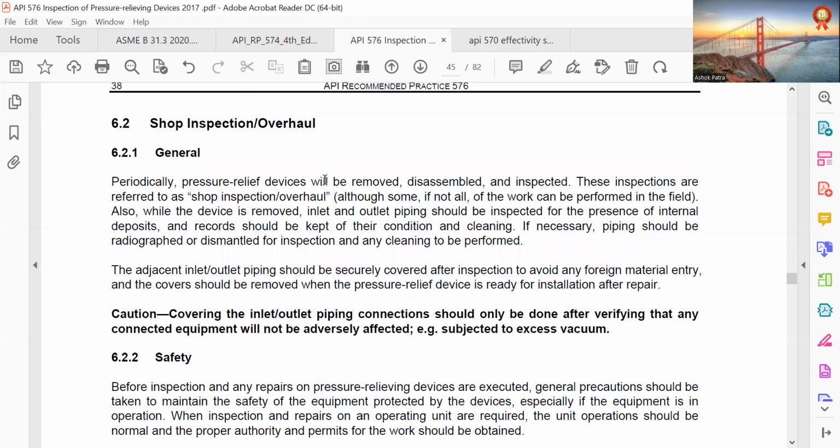SOP inspection overall, covering inlet and outlet piping connections, should only be done after verifying that the connected equipment is not adversely affected or subjected to excess vacuum.